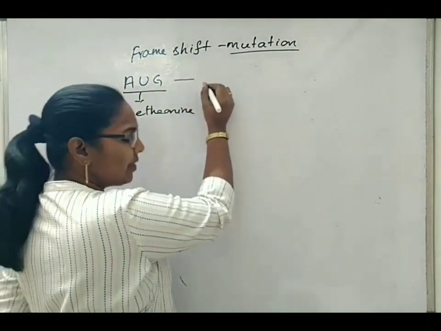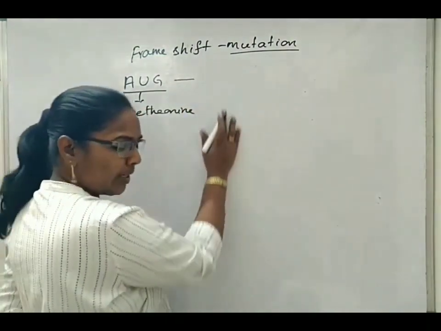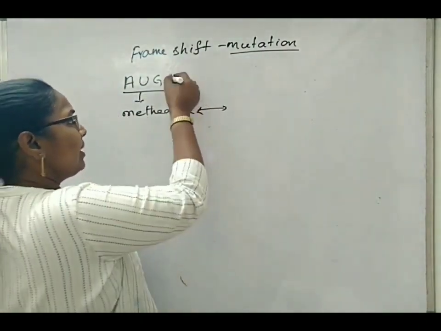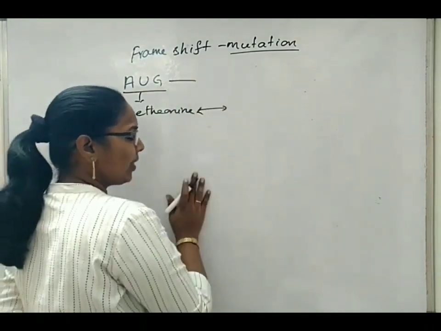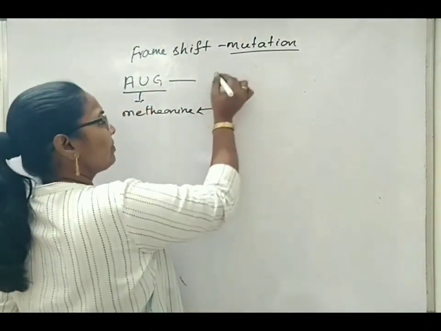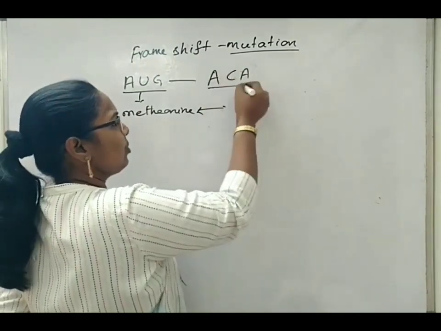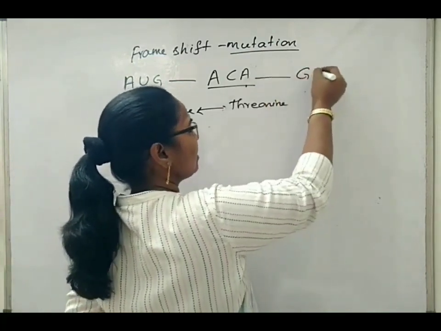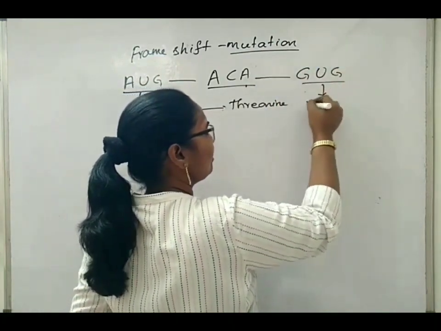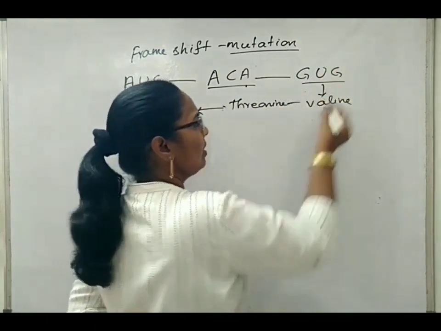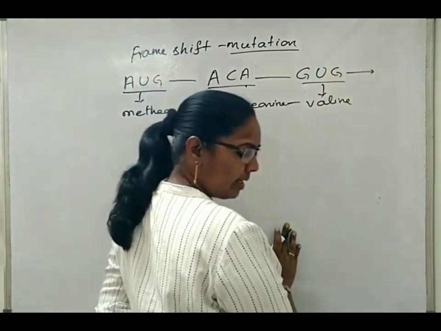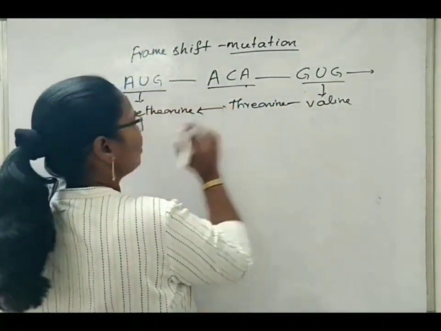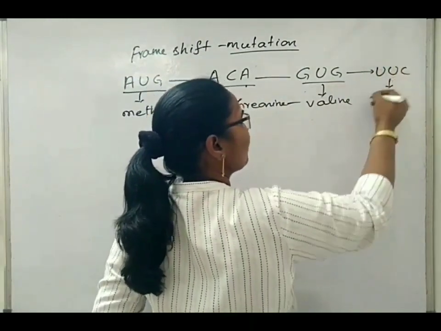Next, it is attached with the help of a peptide bond to another codon sequence. Here, between amino acids is the peptide bond; between the codons, there is the next subsequent codon. Let's take one example like ACA, which codes for threonine. Another codon sequence, GUG, which codes for valine. Here will be a peptide bond. Another codon sequence we can take, like UUC, which codes for phenylalanine.